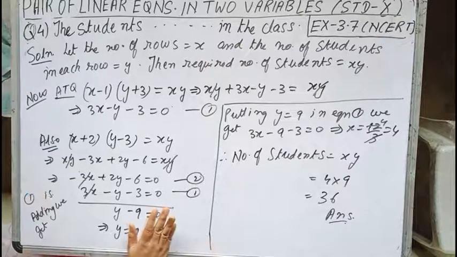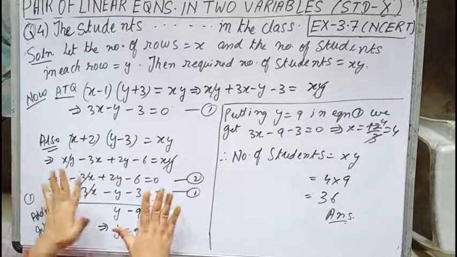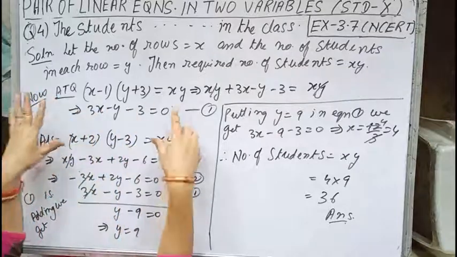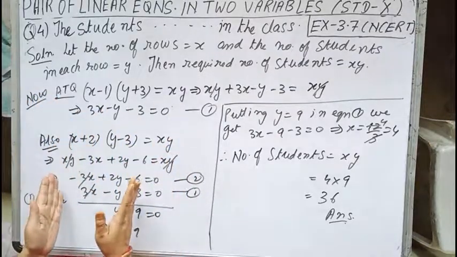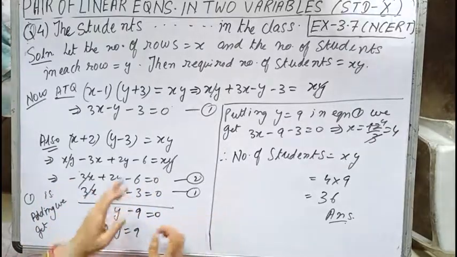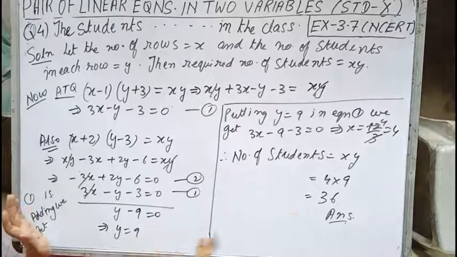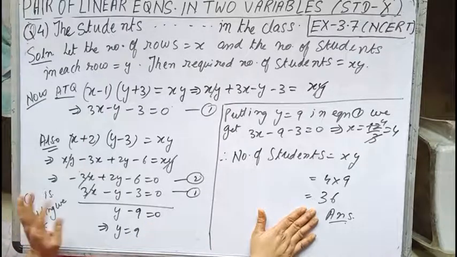This question is, children, similar to the last question. Again I repeat, go through the conditions, write the conditions, simplify that, get the equations, solve those equations in x and y to get the value of x and y, and the required number of students is xy. Multiply those values of x and y, and that you will be getting as the answer.